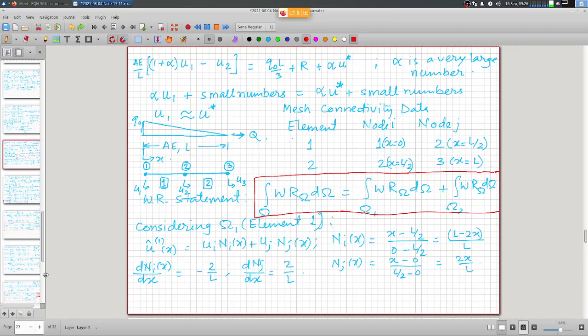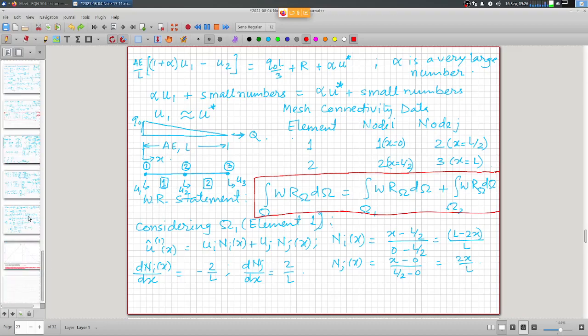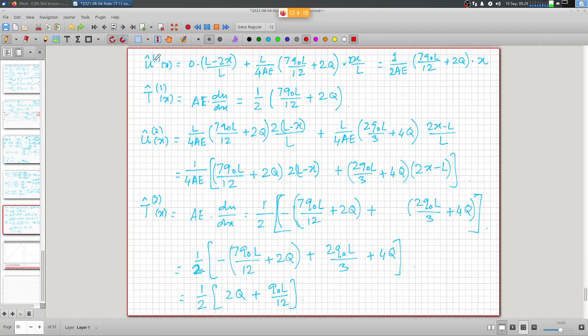So we go back and substitute these models. Element number 1: the displacement approximation in element 1 is given as an interpolation between these two nodal values, u1 and u2, where u1 is 0 and u2 is equal to this value. So you get this linear variation in u, and AE times its derivative du/dx is the axial thrust within element 1. You take the derivative, and this is what you get: the axial thrust in element 1.